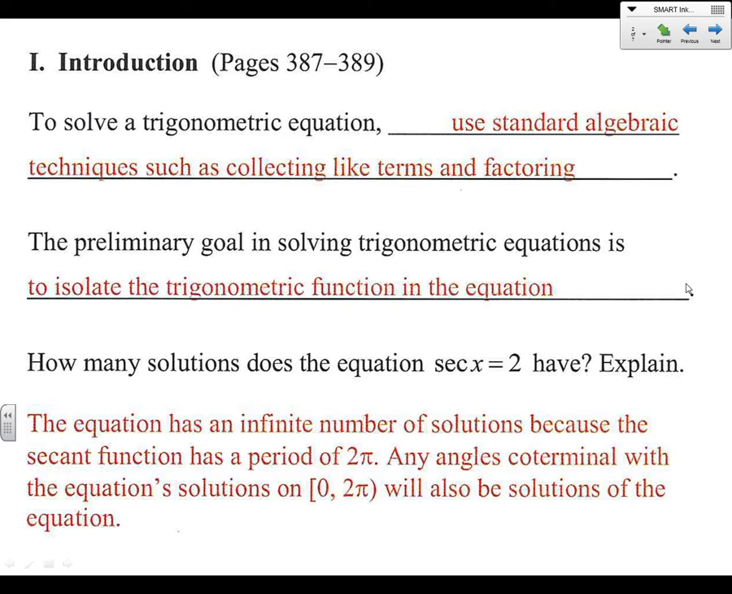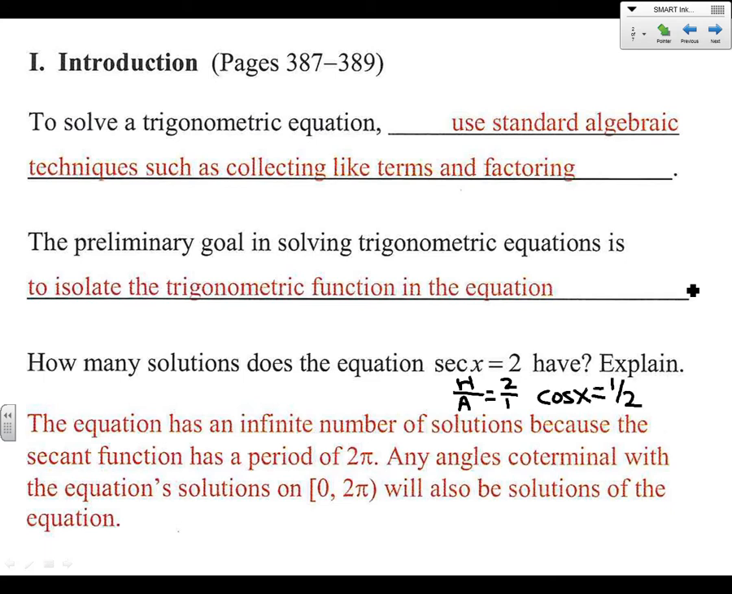So let's say we solve this secant x equals 2, and we're just going to take a quick peek at what we're doing here. Remember that secant is hypotenuse over the adjacent. So that's 2 over 1. This is the same as cosine x equals 1/2.